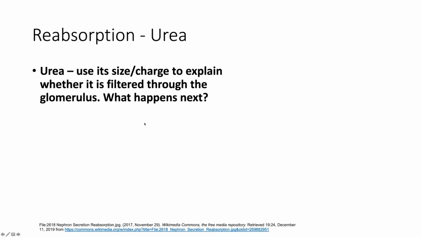Okay, so reabsorption of urea. So Mohana, use urea's size and charge to explain whether it's filtered through the glomerulus, and then tell us what happens next. Oh, I'm not really sure about this, but I'm thinking, is it filtered? Yes, it is. So if it's filtered, what would you guess the size is? It's smaller than the... Yeah, exactly. It's got to be small enough to be filtered. So yeah, it's reasonably small.